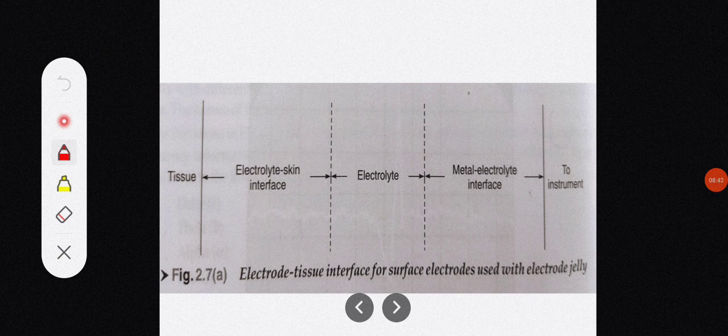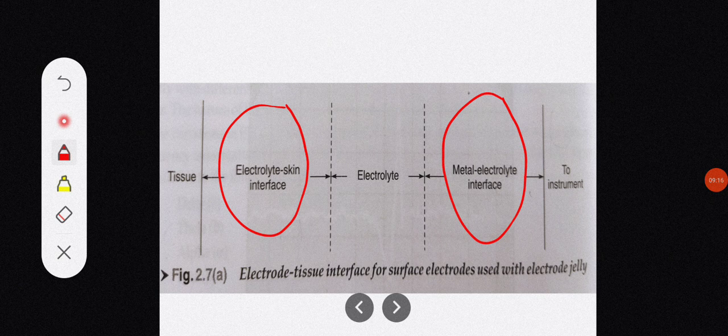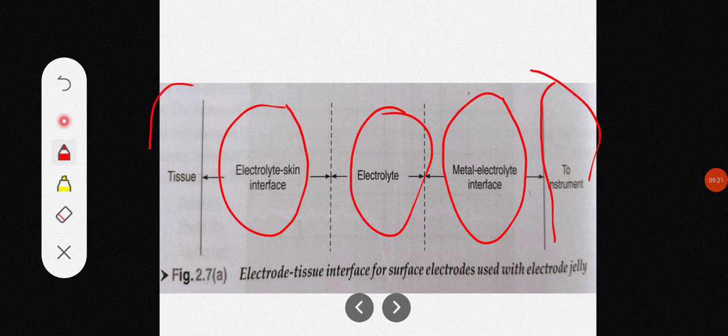And the characteristic of the surface electrode, what it is actually composed of: a metal electrode that is attached to the surface of the body through an electrolyte gel. Its characteristics depend upon the conditions at the metal electrolyte interface, then the electrolyte skin interface, and then the quality of the electrode. So we have the electrode here, and this is the human body.